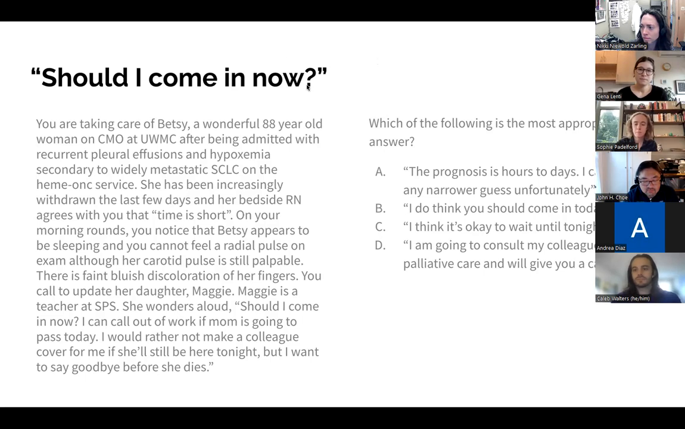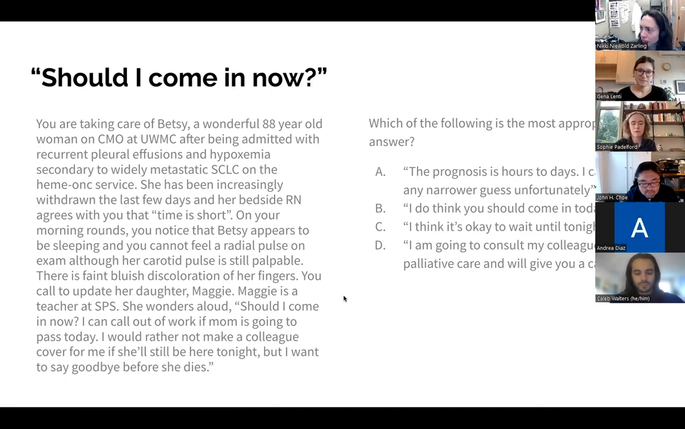So it looks like we have a good spread. Some people think A, prognosis is hours to days, can't make any narrower guess. Some people are recommending that the daughter come in to see her mom. Some people say it's okay to wait another day. And it looks like no one wants to consult palliative care, which is going to be one of my goals, to convince you that I don't think you need to consult palliative care in this situation, but always, of course, reasonable if you're overwhelmed.